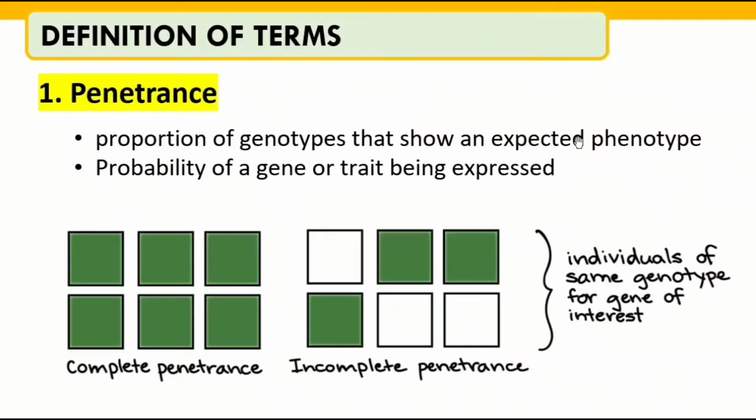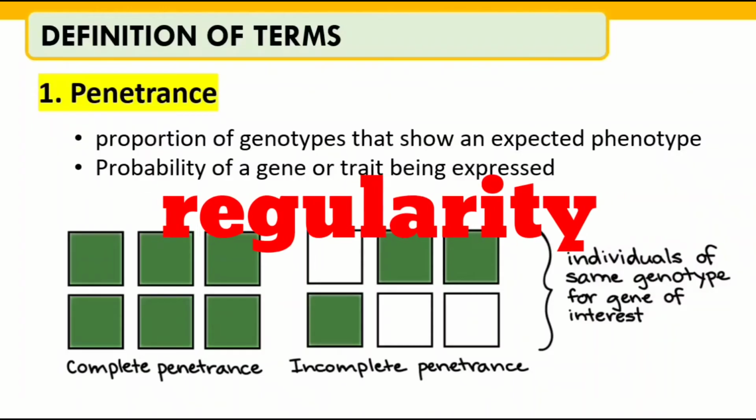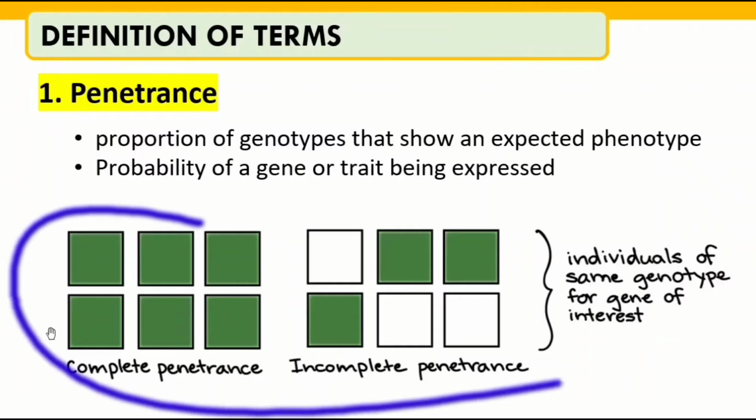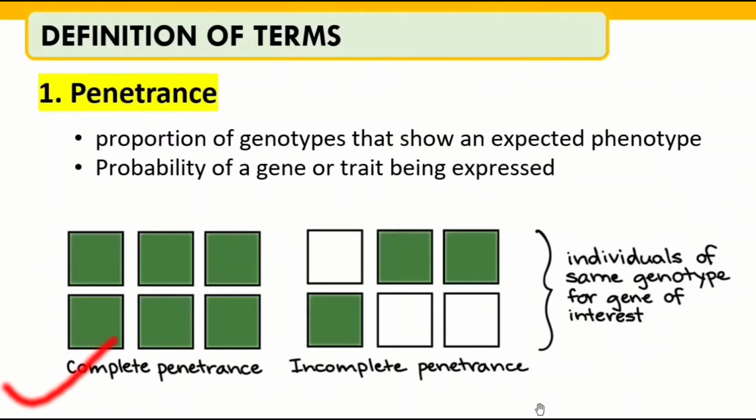Ano ba yung tinatawag natin na penetrance? So, we have here a keyword or a term in genetics which is penetrance. Ano ba yung tinatawag natin na penetrance? This is actually the proportion of genotypes that show the expected phenotype, or it is also the probability of a gene or trait being expressed. No? So it is a statistical concept of the regularity with which the gene is expressed. So we have here two types of penetrance. We have complete and incomplete.